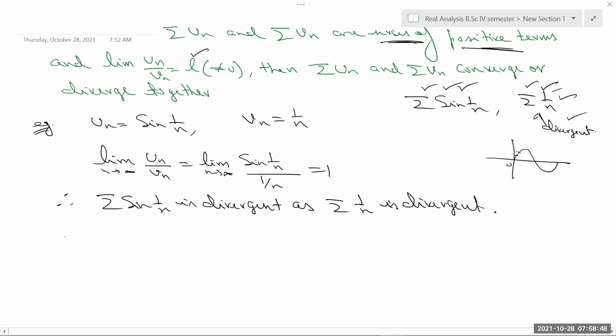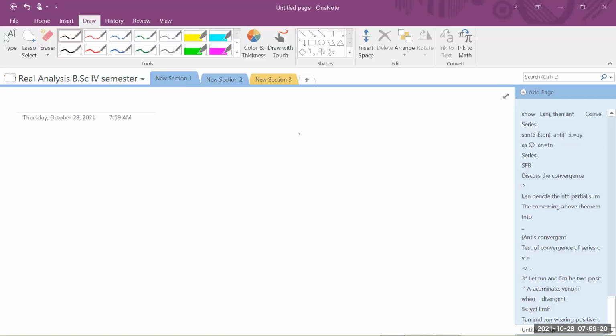Let us discuss another question. What about this one? Series cos 1 by n square. Is it convergent? One can compare it with some known series.